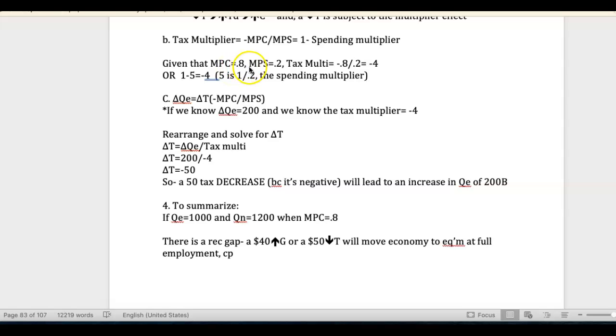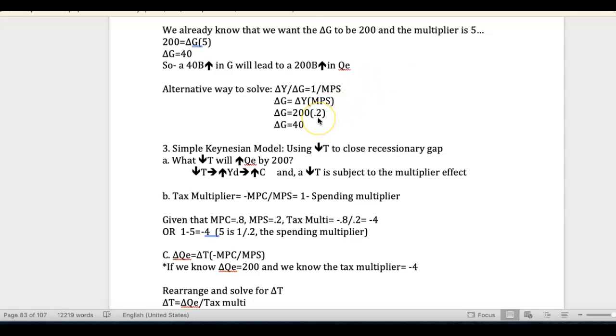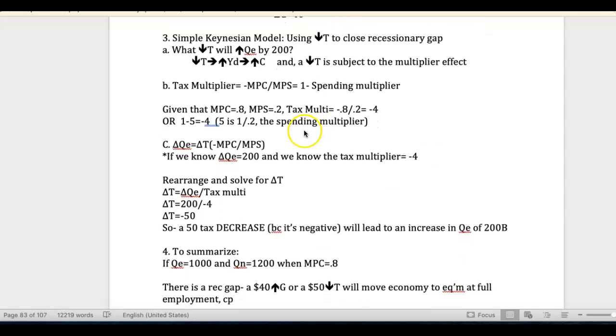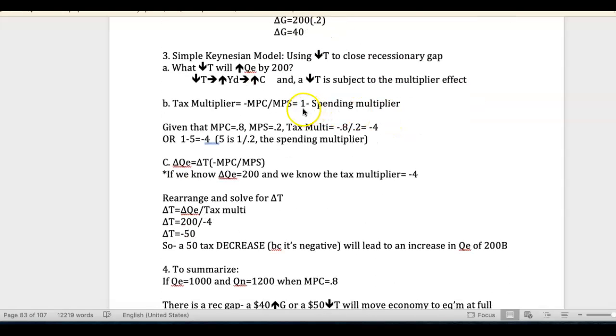If you know MPC, you know MPS. So that means that it's going to be negative 0.8 over 0.2. So negative 0.8 over 0.2 is negative 4. And if we want to double check that, we will remember that our spending multiplier was 5. Remember, we did that before. And 1 minus our spending multiplier, 1 minus 5 is negative 4, and that checks out.